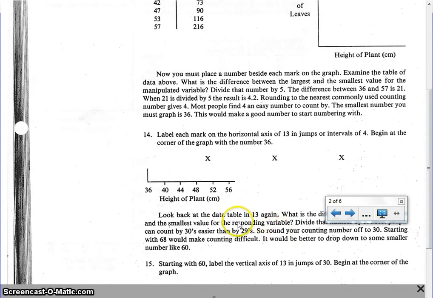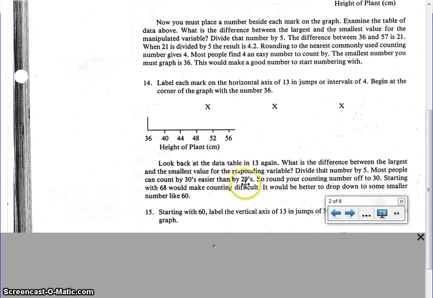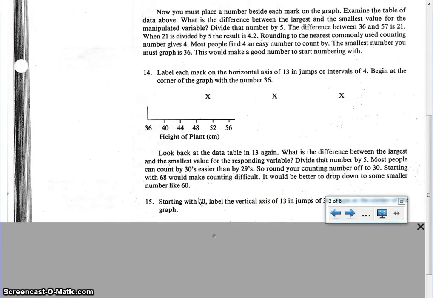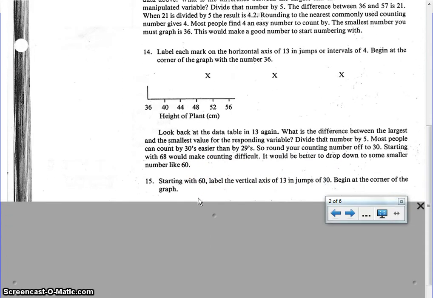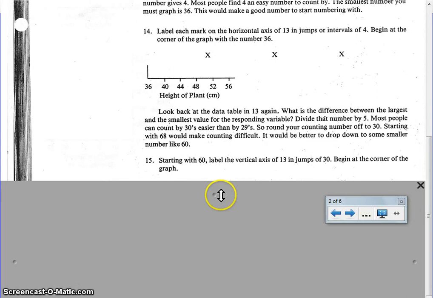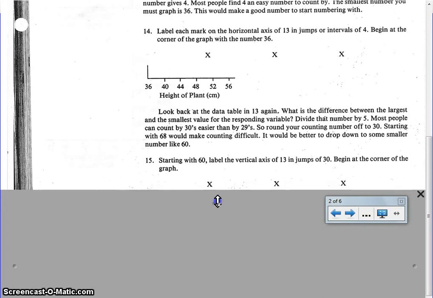When you divide it, it looks like you get a number close to 29. 30 would be easier to count by, so round your counting number to 30. Starting with 68 would make counting difficult. It would be better to drop down to some smaller number like 60. So starting with the label 60, label the vertical axis of graph 13 in jumps of 30. Begin at the corner of the graph.